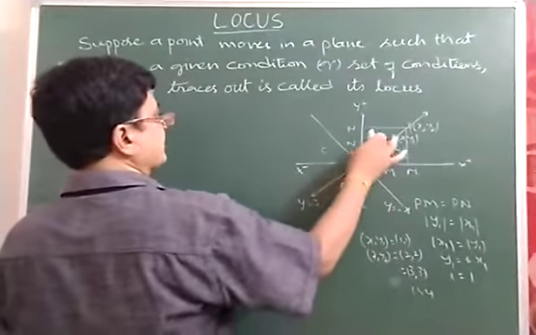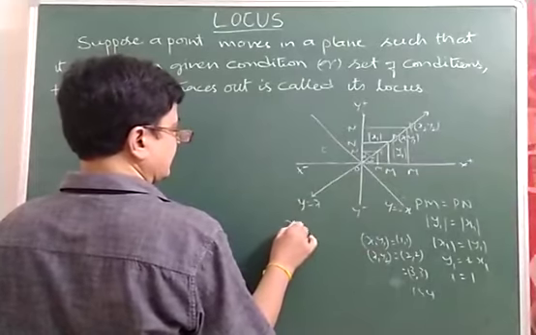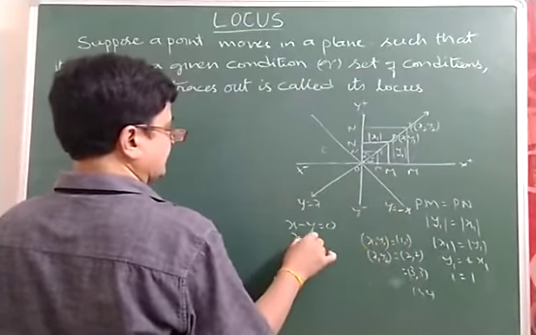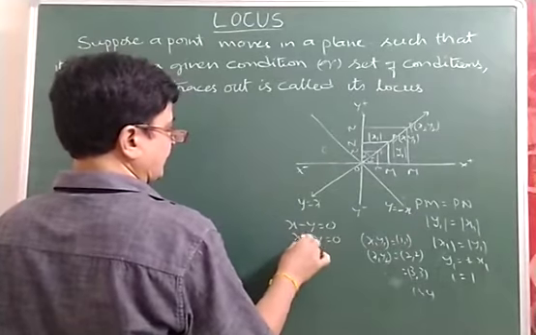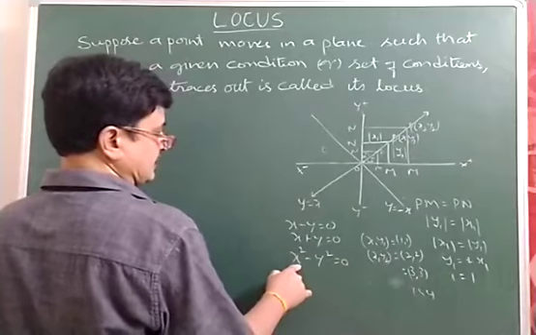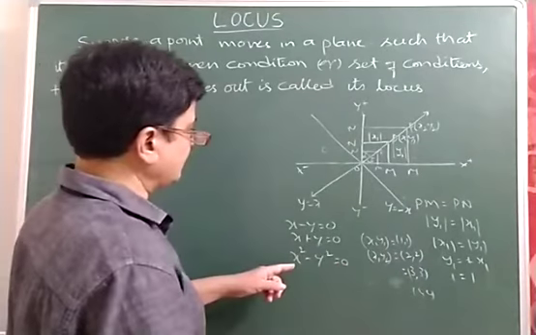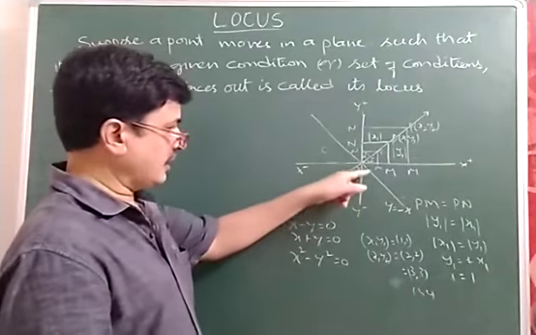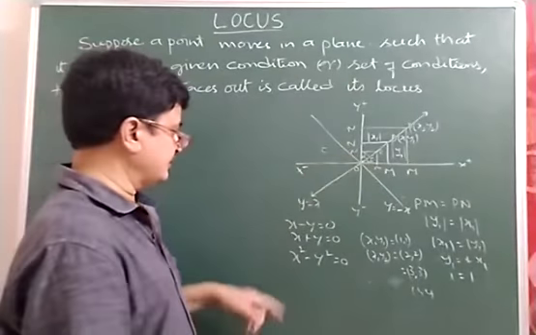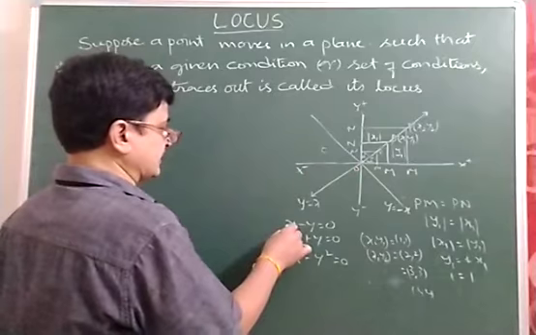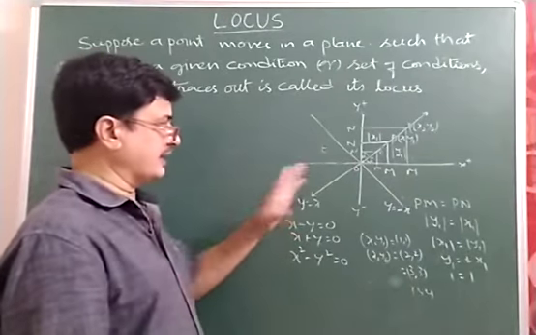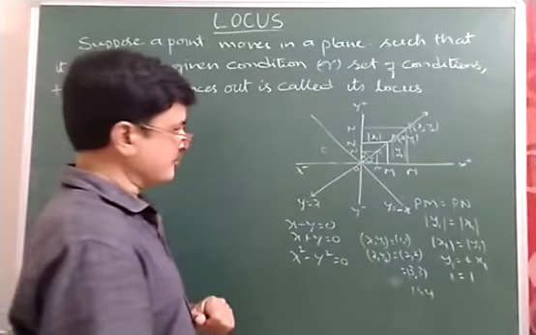The equations of the angular bisectors are x minus y is equal to 0 and x plus y is equal to 0. Multiplying these two, we get x square minus y square is equal to 0. This represents a pair of lines which pass through the origin and bisect the angle between the coordinate axes. So these two lines are said to be the angular bisectors of the coordinate axes.